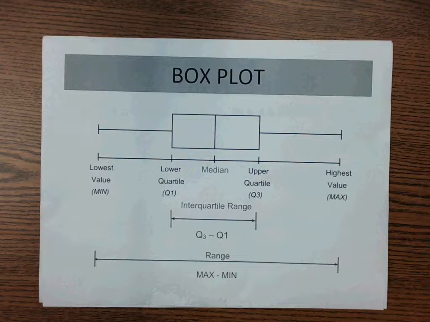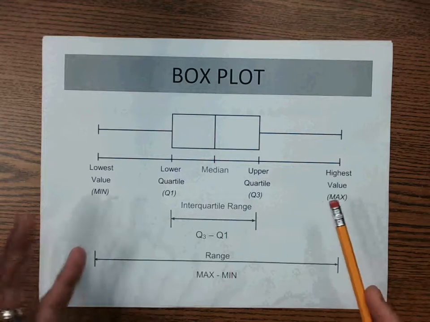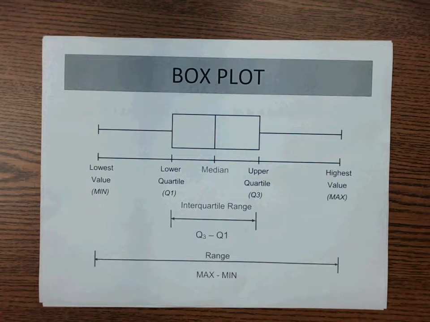A box plot really is just summarizing a set of numbers. It's showing you how spread out they are, where their median is, and then their quartiles, which I'm going to talk to you about here in a moment. This is an example of a box plot. Obviously it doesn't have any numbers in it, but that's what you want it to look like.